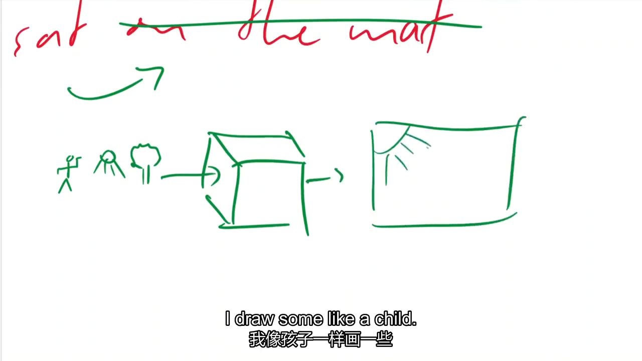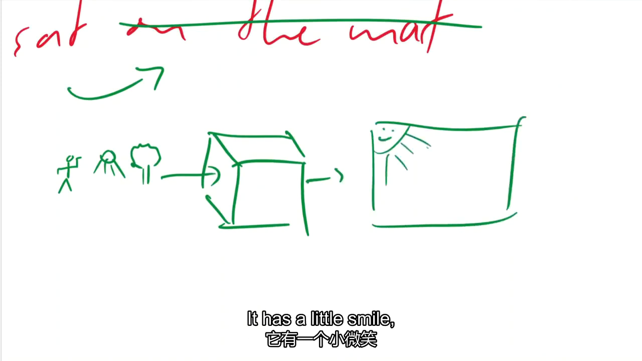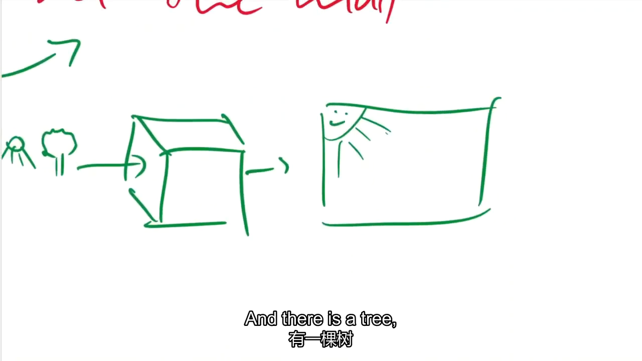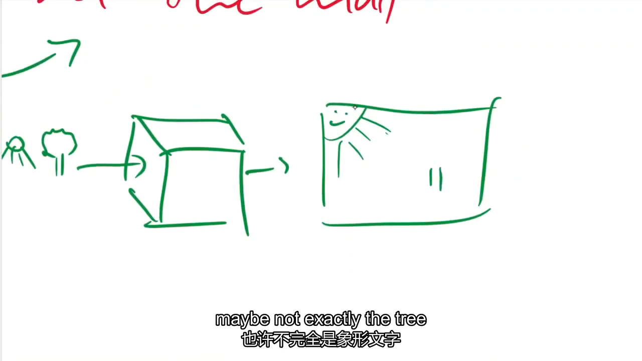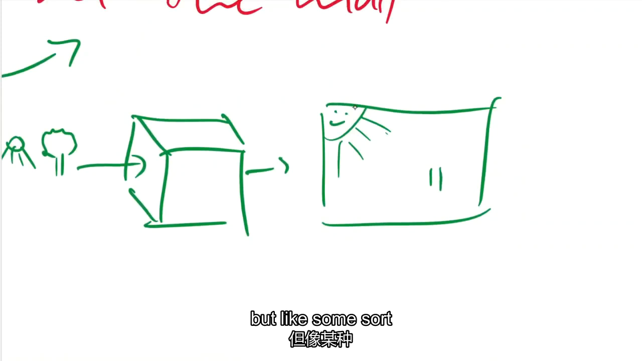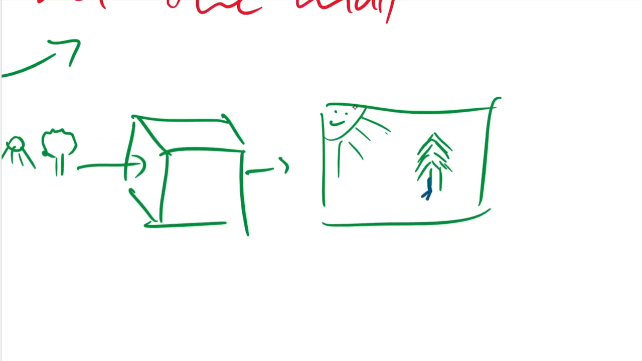shining. Yes, I draw a sun like a child. It has a little smile. Deal with it. And there is a tree, maybe not exactly the tree from the hieroglyphs, but some sort of tree that fits. And then there is some human in the scene. Maybe the human sits at the tree, you know, relaxing, chilling.